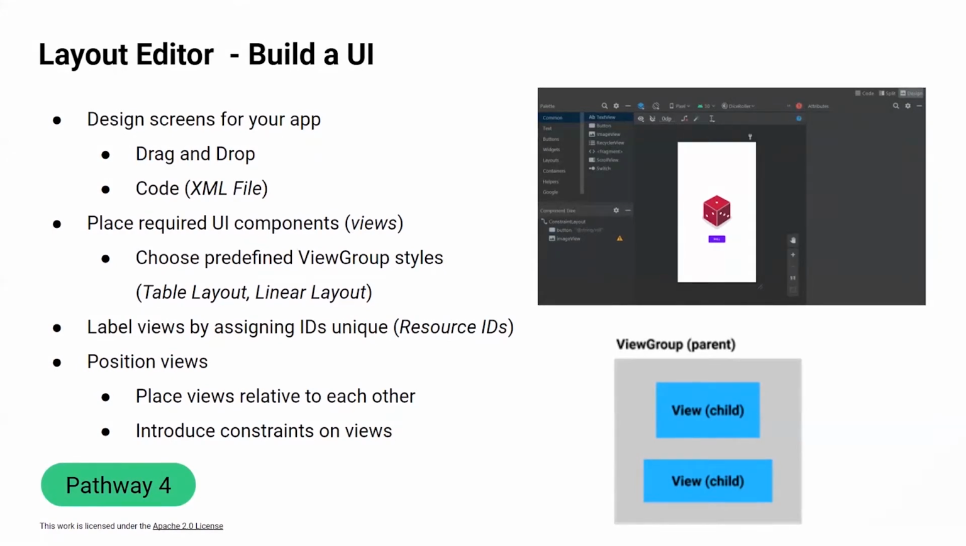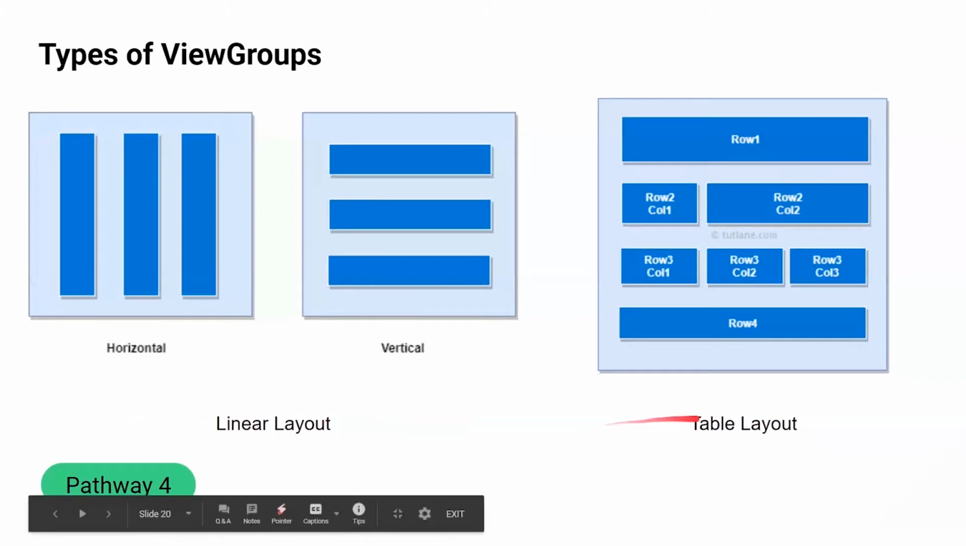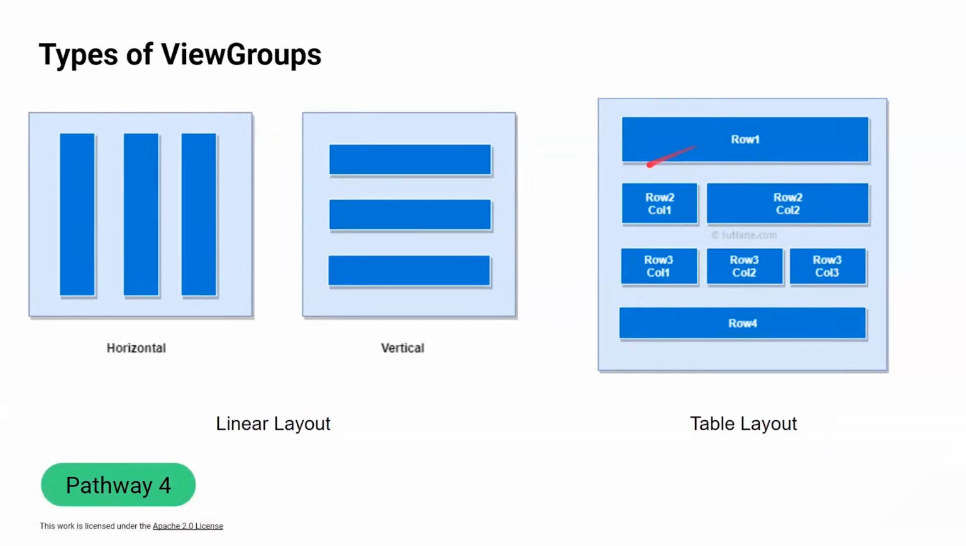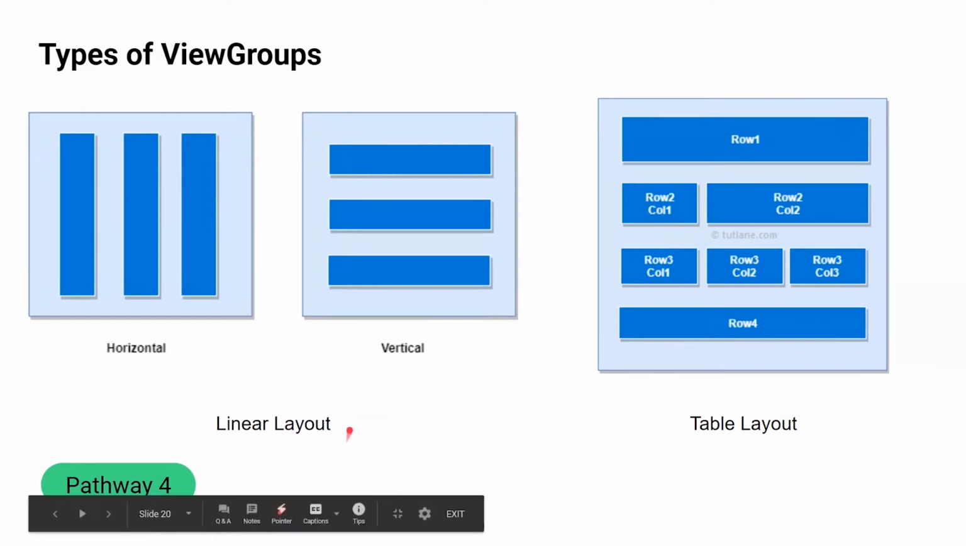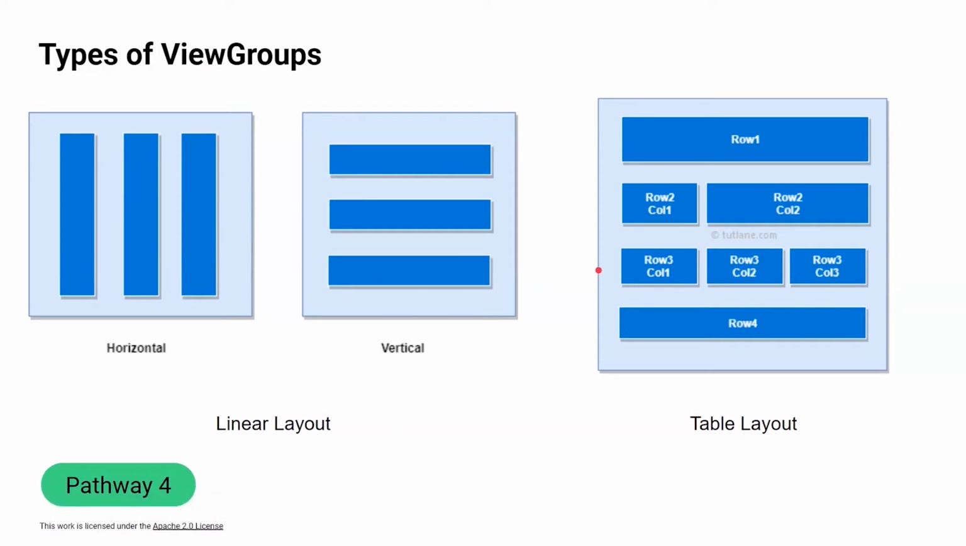Like I mentioned, these are the types of view groups. This is the table layout, where everything can be placed in the form of a table or the shape of a table. And this is linear layout. So you place them linearly, either vertically like this, stacked below each other, or horizontally stacked next to each other.